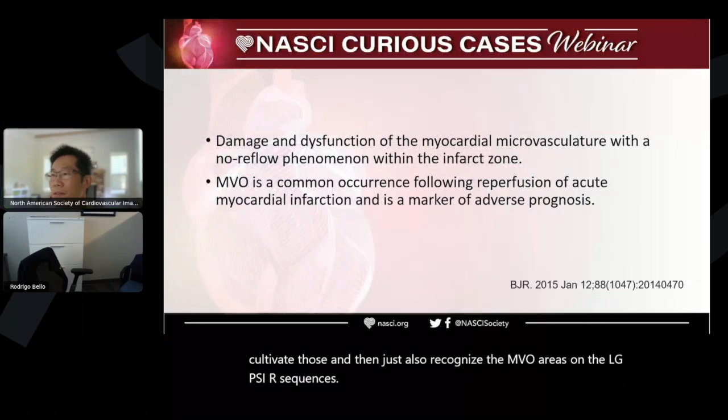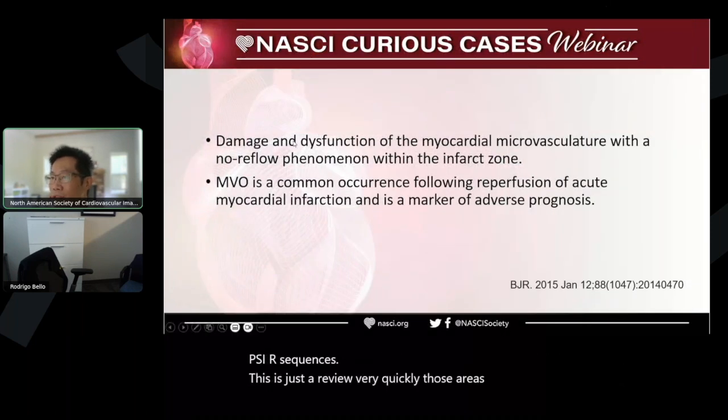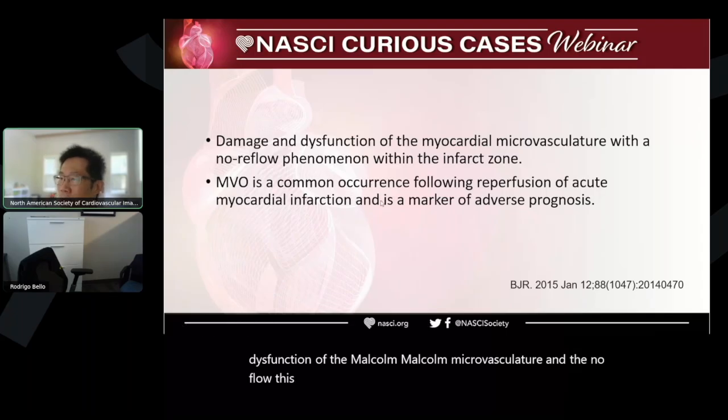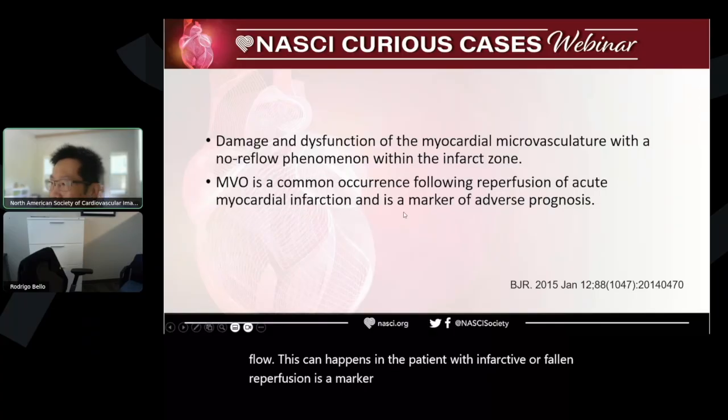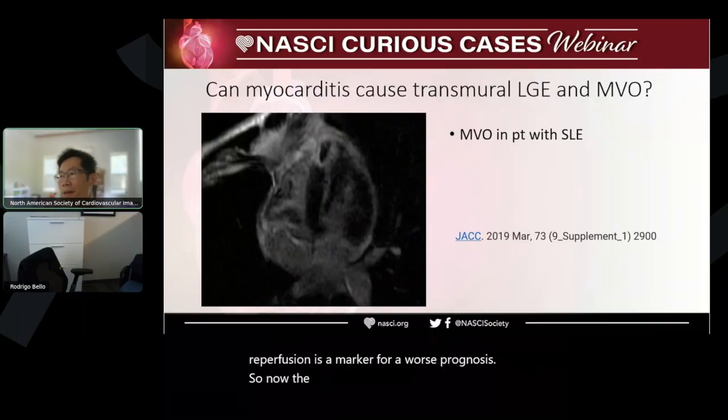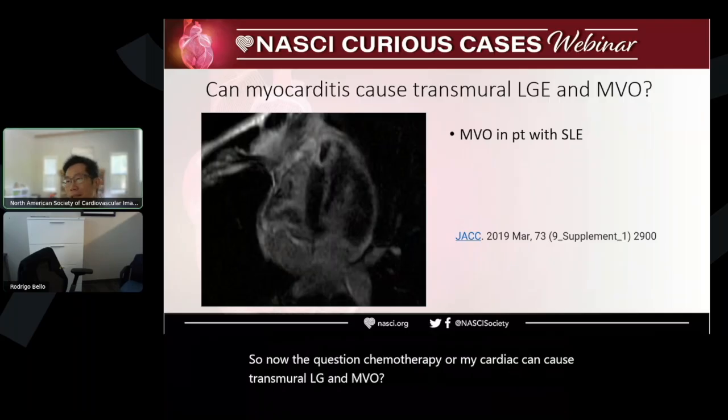This is just a review, very quickly. Those areas, MVOs, are damaged and dysfunctional myocardial microvasculature, the no-flow. This happens in patients with infarct or following reperfusion and is a marker for a worse prognosis. So now the question: can chemotherapy or myocarditis cause transmural LGE and MVO? The answer is probably yes.